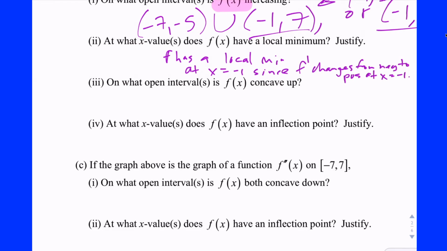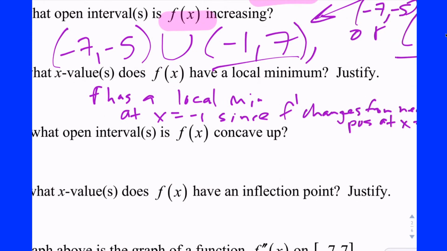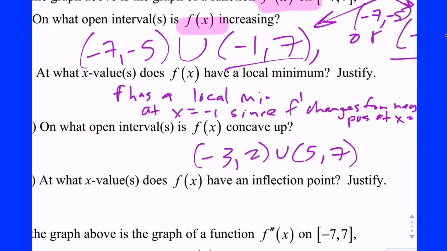On what open intervals is f concave up? Bless you. Concave up is where this graph is increasing. Very good. So from -3 to 2 and 5 to 7. -3 to 2 and 5 to 7. Did it ask to justify? No. But if it did, we'd say because on these intervals, the slopes of f prime are positive, right? We always want to talk about a sign.